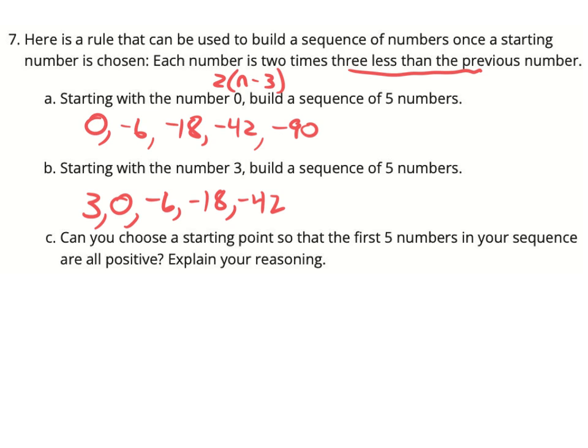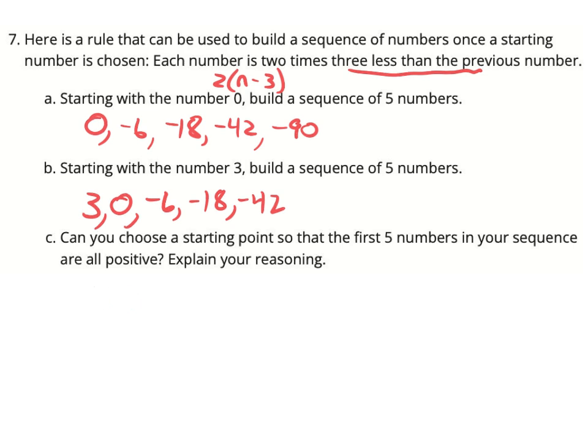I tried 5. Wait, we started with 3 and everything went negative. Let's start with 4. 4 minus 3 is 1. 4 would be the lowest number you could try because 4 minus 3 is positive. If I start with 4, then 4 minus 3 is 1, 2 times 1 is 2. Ooh, that's going to be negative. That doesn't work. 4 didn't work.